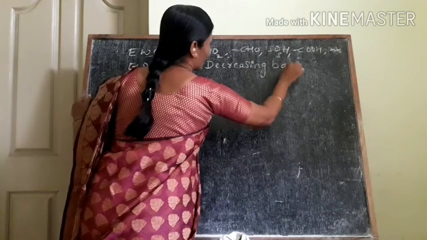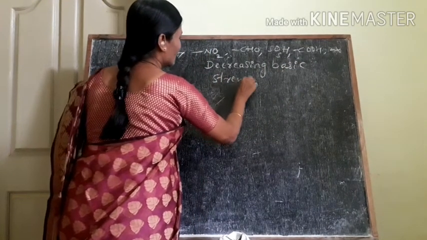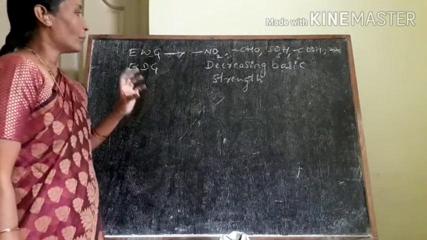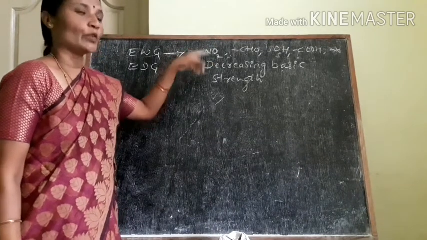Basic strength. Why? Because they are said to be making that nitrogen less available for protonation.